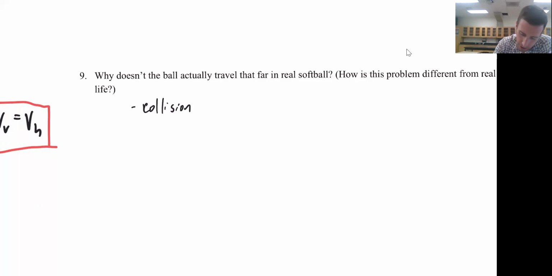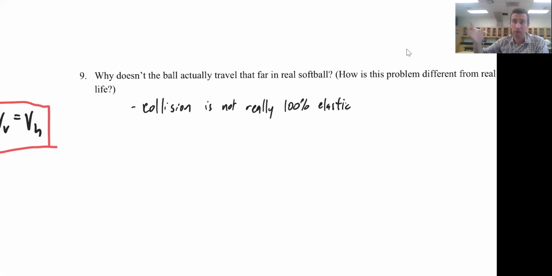So the collision is not really 100% elastic. And that's the first thing. The second thing was that when we said it was an elastic collision, we treated the bat as a non-moving wall. We just said the bat moves through no matter what and sends it off with the perfect exit velocity. That doesn't happen either, right?